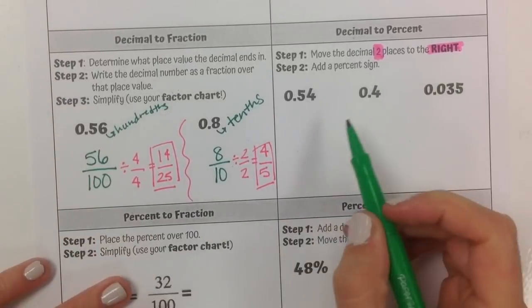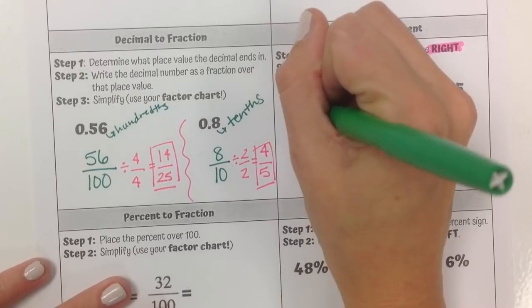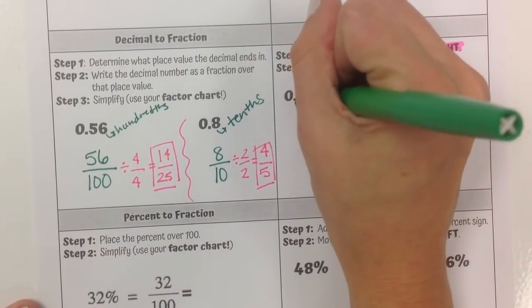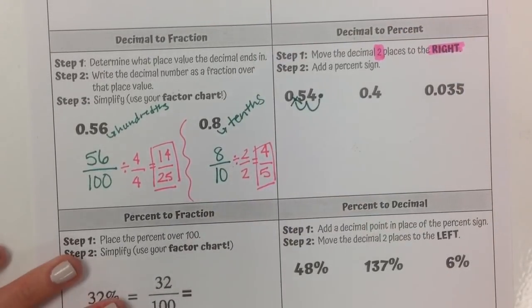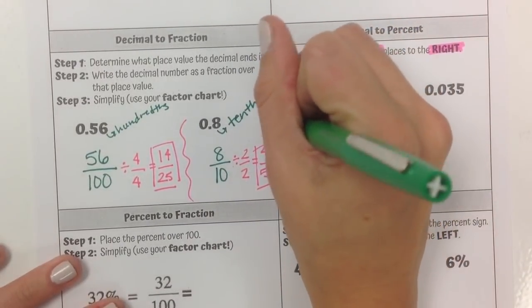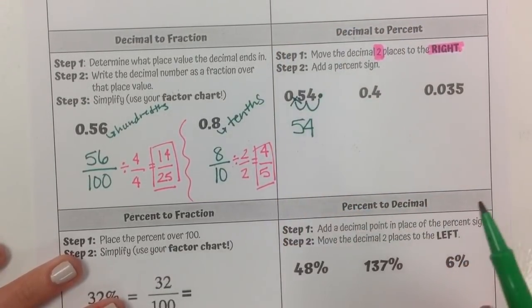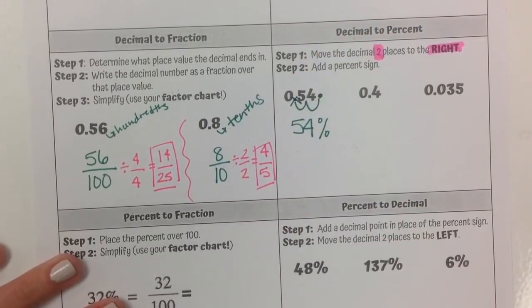So let's look at this example here. We take our decimal, we're going to move it twice to the right. Once, twice. So our new decimal goes here, and we ignore the original one. So this makes it 54, and then we don't really need this decimal here. We could put it there. We're just going to add a percent sign at the end.